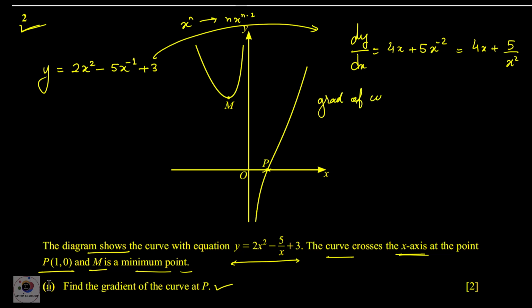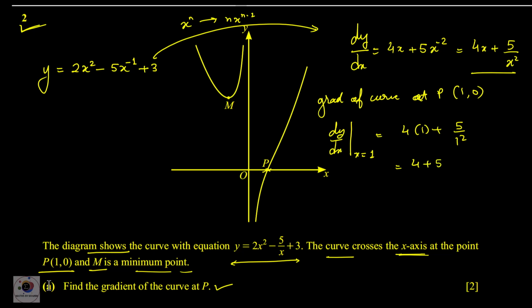And hence the gradient of the curve at P, which is (1, 0), is dy over dx at x equals 1, because in dy over dx we don't have y, so I'm just writing x equals 1. Hence this is 4 times 1 plus 5 over 1 squared, which is 4 plus 5, that is 9, and that's the gradient of the curve at point P. I hope it is clear.